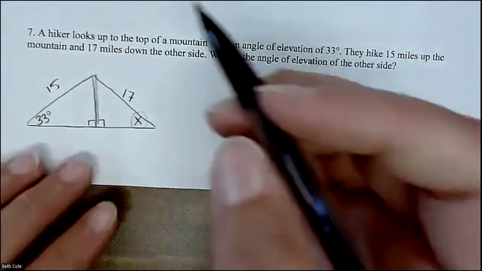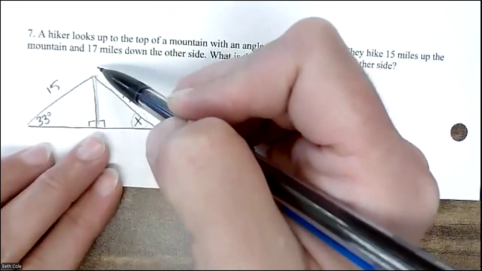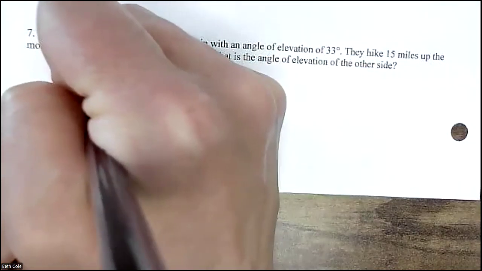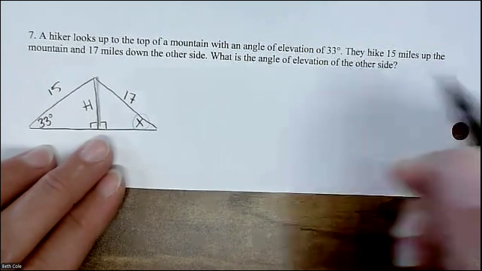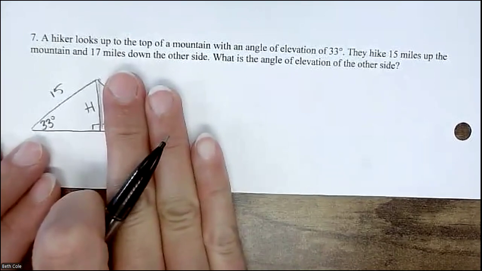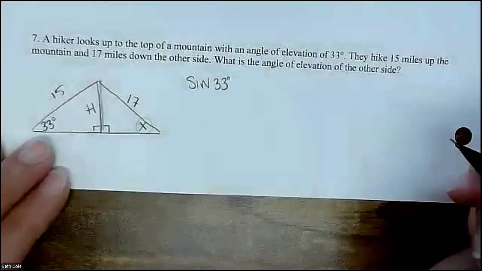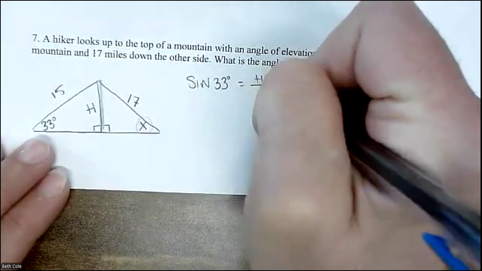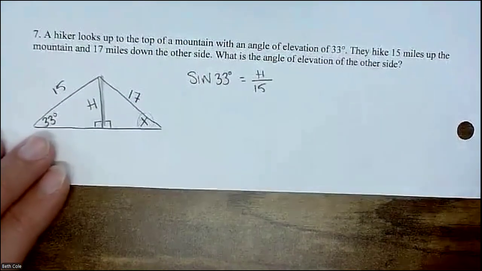Bingo. All right. Now I need a letter of the alphabet to call this. What do you want to call it? H. Okay, H for height. I like how you all agreed with that. Now we're going to look just at this side. Sine, cosine, or tangent? Sine. Good. It's going to be sine of 33 degrees equals height over 15. I like how you all agreed on H. You're super confident about it.